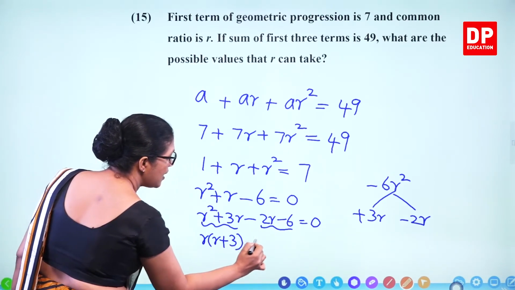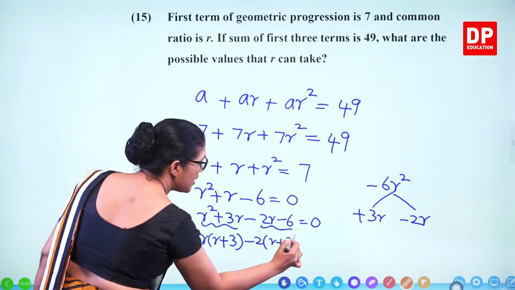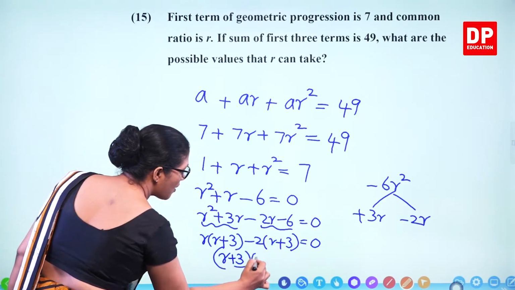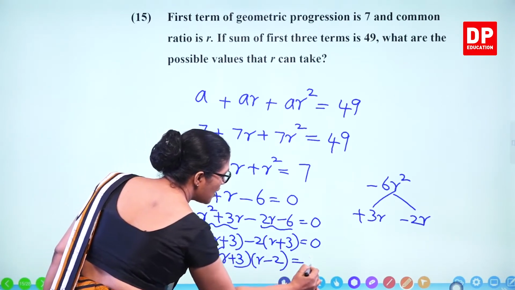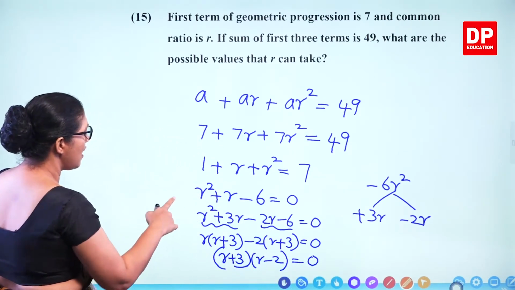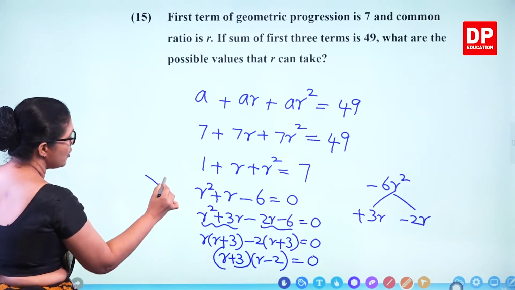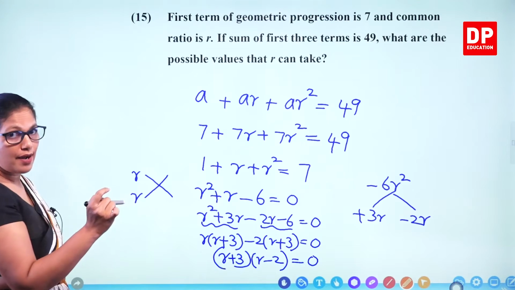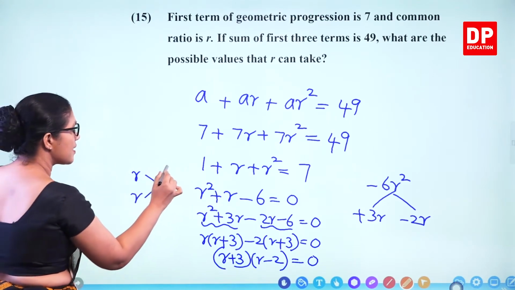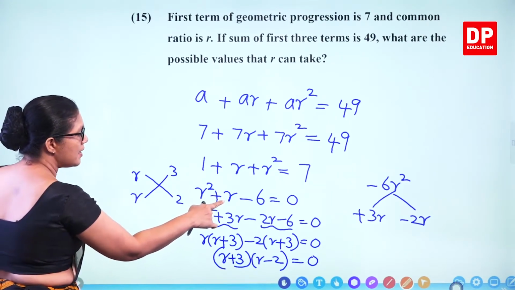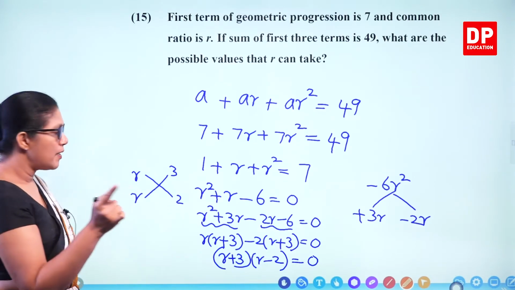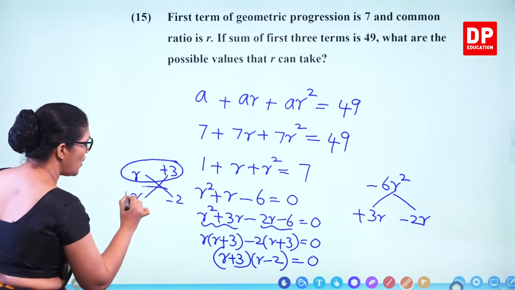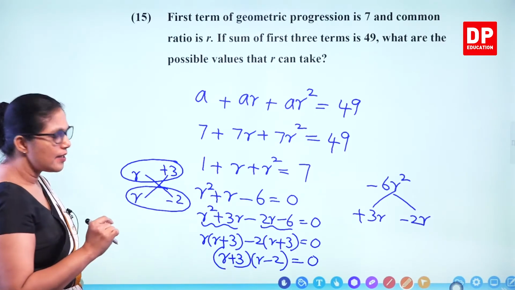R plus 3 and R minus 2 are the factors. If you are doing the short method from this point, you can use the cross method. How do you get R squared? R and R. How do you get minus 6? 3 and 2. But the middle term is positive, which means the bigger value is positive. Then you write down the factors this way: R plus 3 and R minus 2.